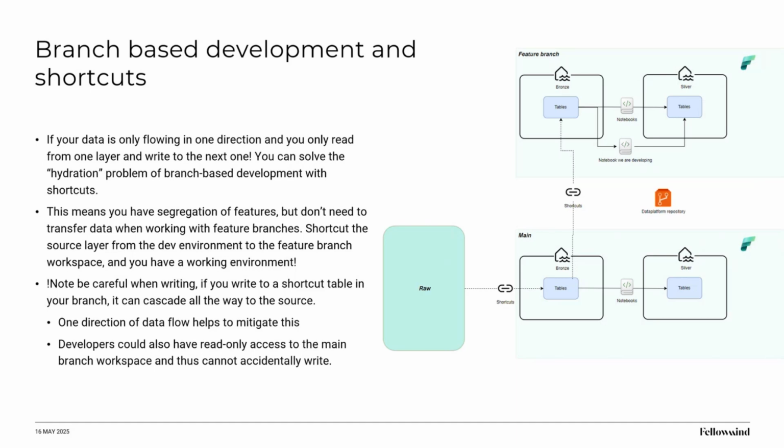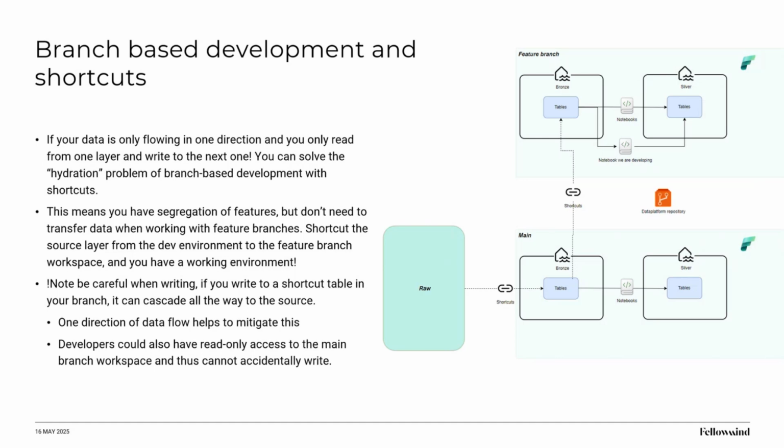So if you have been doing it like I like it, data is flowing from one side to the next and doesn't skip layers. When you do branch-based development, you now have a very nice way to hydrate your environment. How Fabric's branching is now working is that each branch should have its own workspace, and that's it.